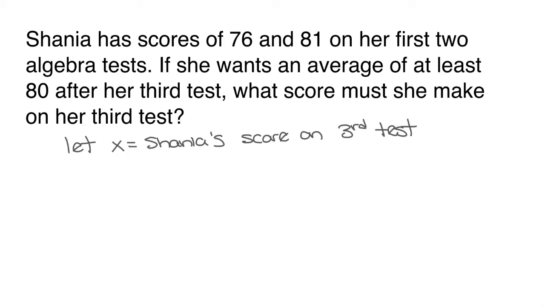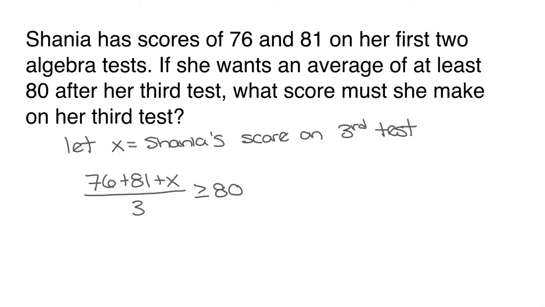Shania wants an average score of at least 80 after her third test. Well, her average score will be the sum of her scores, 76 plus 81 plus x, divided by the total number of tests, 3. She wants this average to be greater than or equal to 80. So we set this greater than or equal to 80, and now we have an inequality that we can solve for x.